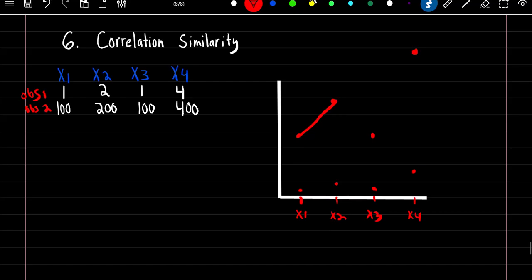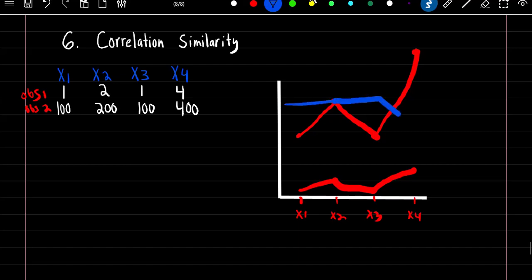So x2 is going to be higher than x1, and then x3 is going to be lower than x2, and then x4 is going to be much higher. And if we were to do that with our first observation, it'll follow the exact same sequence. It's just on a smaller interval. So with correlation, you're not worried about the absolute values. You're only concerned with how they relate, if we were to plot them, and what trend they were following.